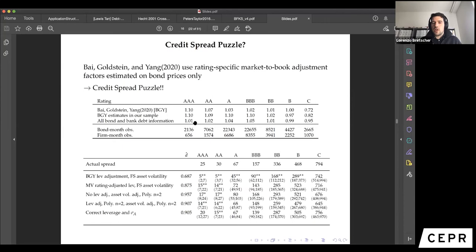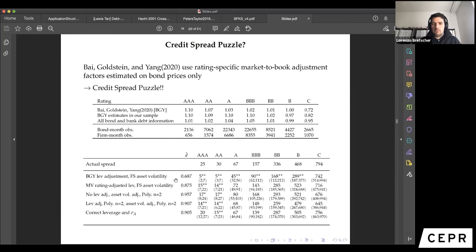Why is that? At least for two reasons. Bank debt has substantially higher recovery rates, and bank debt on average has lower duration. Hence, bank debt is less elastic, or less sensitive, to changes in credit risk and also interest rate risk, right? And so that's why these factors are closer to unity in our case.